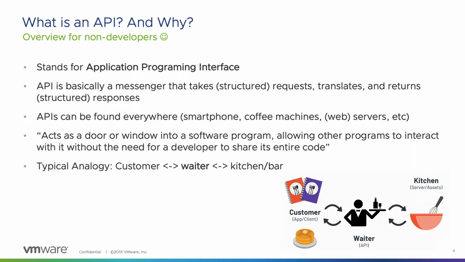A typical analogy we see when you start reading or searching for APIs is the customer, waiter, and kitchen, right? The customer doesn't really need to go to the kitchen and know how to order. He just knows he needs food. You ask the waiter, the API in this case, and it's going to deliver that request to the kitchen and get back that information. So it's basically two pieces of software talking in a structured way.